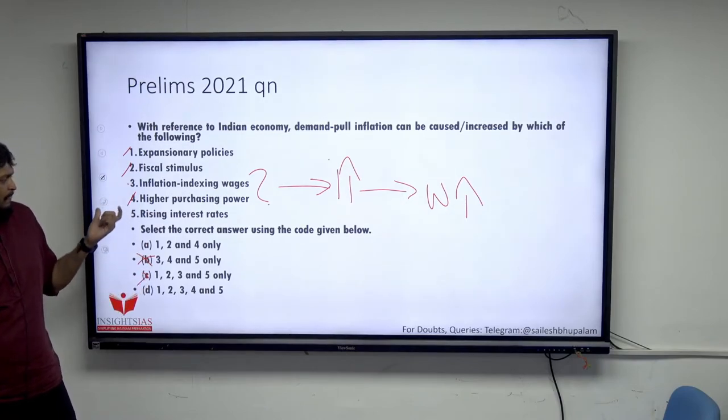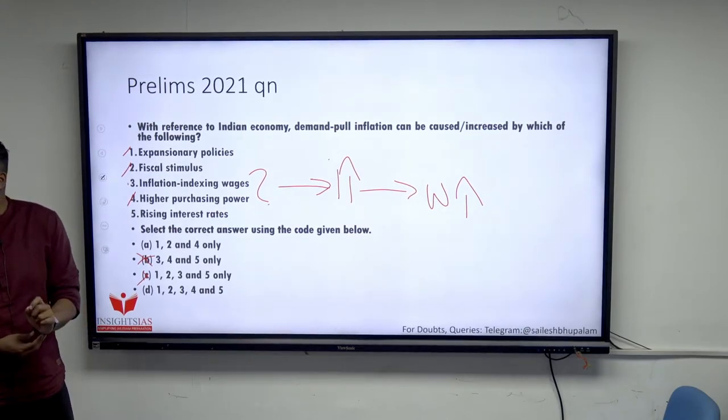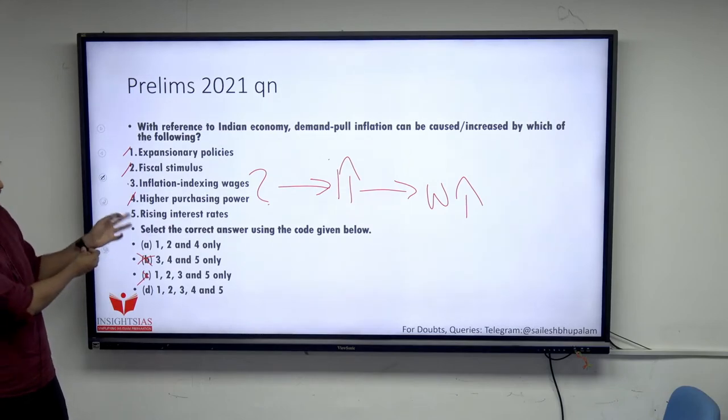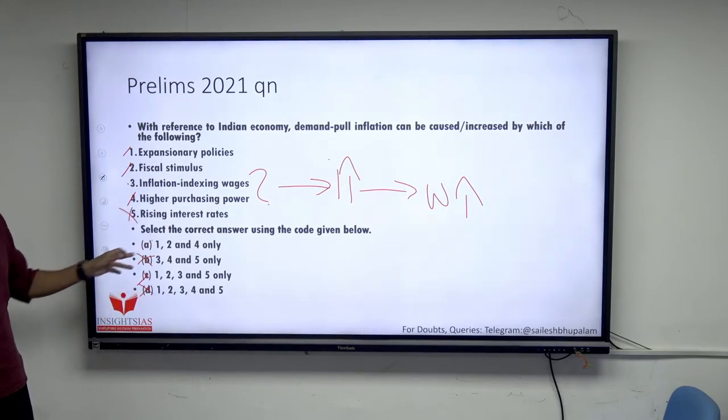C can be eliminated. Raising interest rates: as interest rates increase, what happens to inflation? It will actually reduce. So five is wrong. If five is wrong, you can say D can be eliminated.